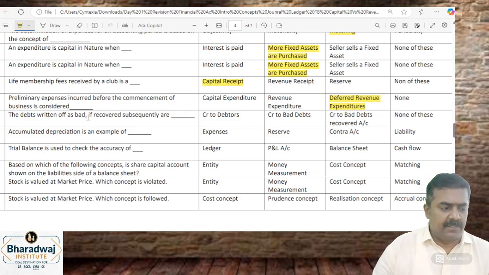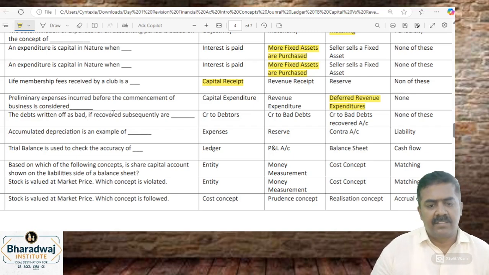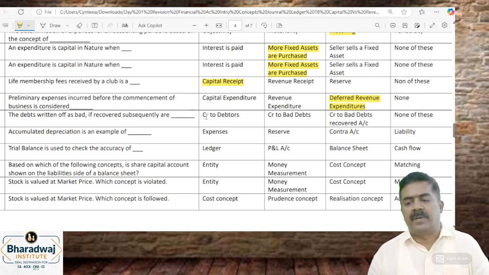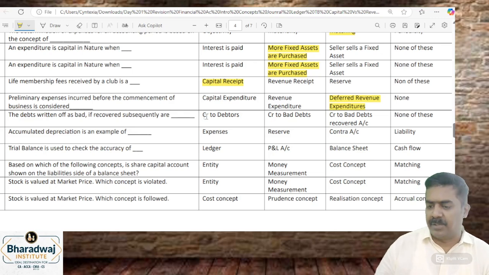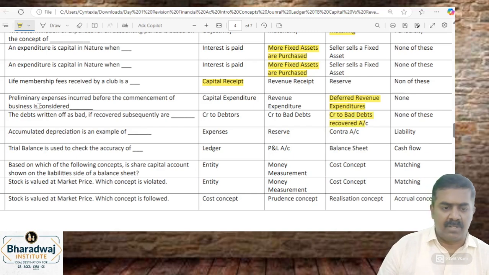Bad debts are written off as bad, if it is recovered. What is the journal entry for bad debts recovered? Cash account debtor to bad debts recovered account.